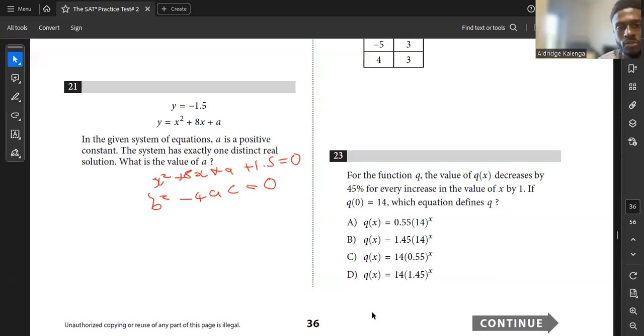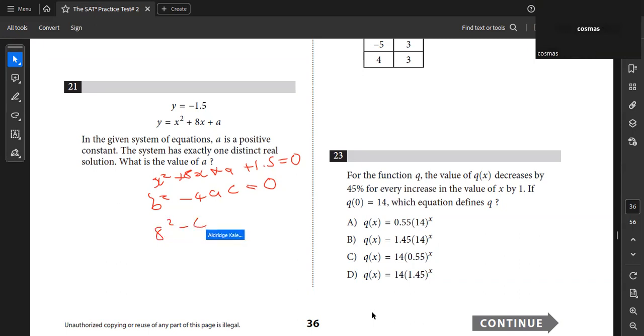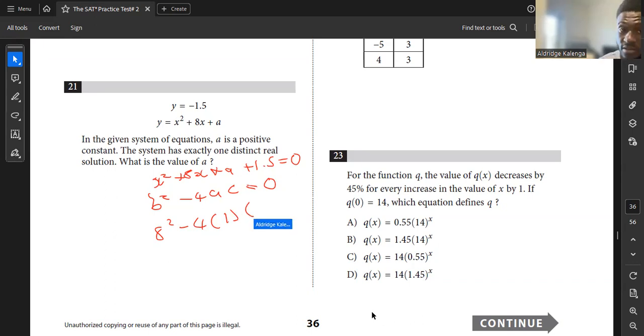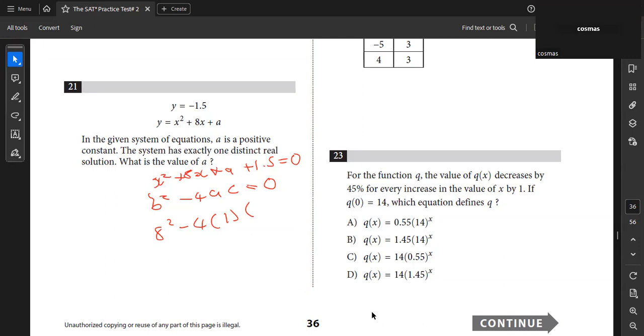So in our case, b is 8, squared, minus 4 times our a, which is 1, and our constant is a, equal to 0. What's our constant? Just a. I'm not sure. I think a. I don't know. What did you put for a? You put just a.